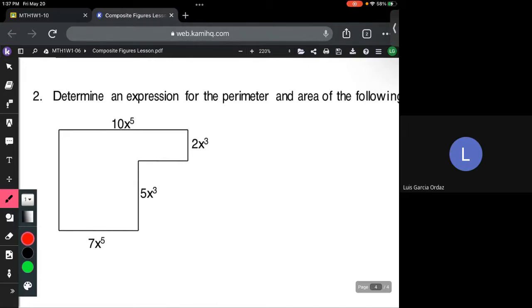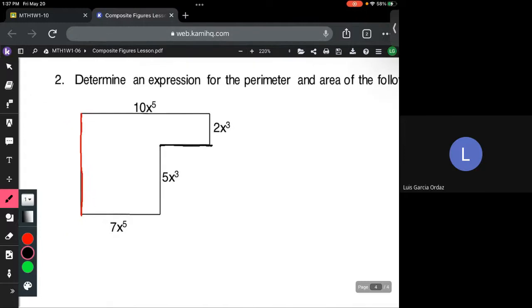Okay, guys, listen up. I got to get through this. So determine the expression for the perimeter and the area of the following shape. For the perimeter, how many sides am I missing? Two sides. I'm missing this red side over here, and the black side right here. So how do I figure out the red side? What do I need to use?